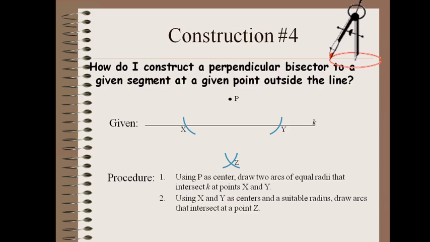When we join PZ, that is the required perpendicular bisector on segment K from point P, which is in the exterior or outside the segment. Hope it is clear to everyone. This is all we wanted to cover in this video.